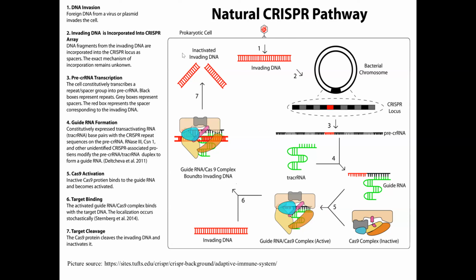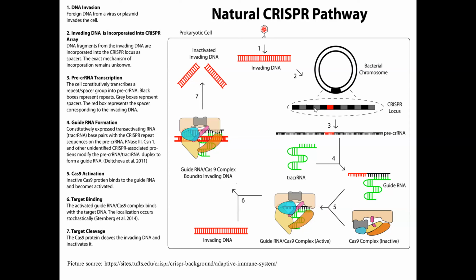So by some mechanism, the invading DNA is cut and then incorporated into the CRISPR locus, the spacer. Now, you can see here the black ones in this picture represent the repeat sequences, and the gray ones the spacers. The red one is the newly acquired spacer. And so this is the CRISPR locus.